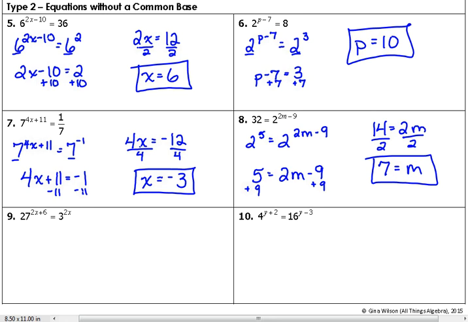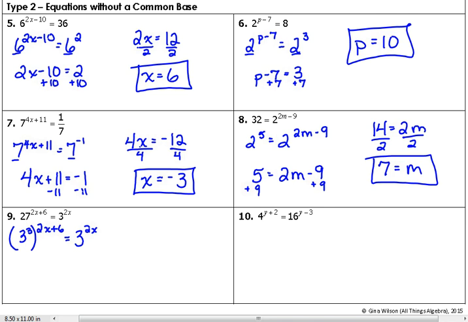Okay, number 9. 27 to the 2x plus 6 is equal to 3 to the 2x. 27 is 3 cubed. Now, we haven't dealt with this yet. All the ones that we've rewritten haven't had an exponent already, but this one does have an exponent. So notice how I write it. I put the 3 cubed in parentheses, because 3 cubed is equal to 27, and then I keep its current exponent.